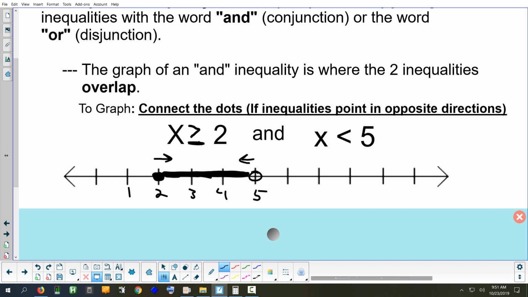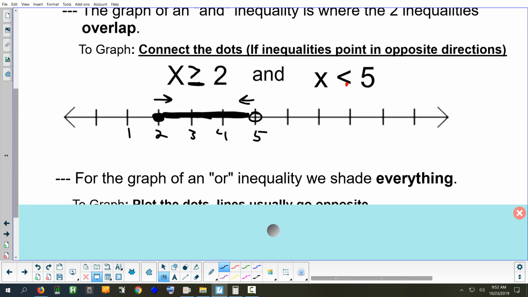Can you include 2 as a number you pick? What do you think? Yes. Yes, you can, because it says it's greater than or equal to 2. Now, if I said pick a number between 2 and 5, and I wrote it like this, can you pick 5? No, you have to stay less than 5. So you could pick like 4.9, but you can't pick 5. Okay, we're going to do more, but any questions on that one? Okay, so that's basically what an and looks like.